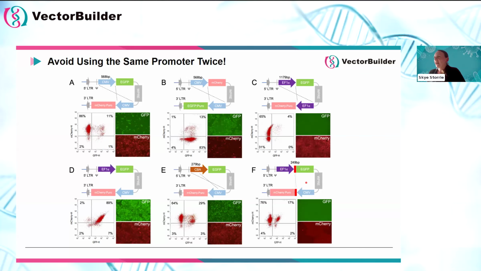Then if we take a look at F, where we just have a tiny amount of overlap in sequence, we still actually lose expression of our upstream ORF. Again, down here we have about 2%, and we're only seeing 17% co-expression. So what do we recommend? We recommend using two separate promoters. For example, you could use EF1A and CMV, and we get a nice level of co-expression at around 89%.